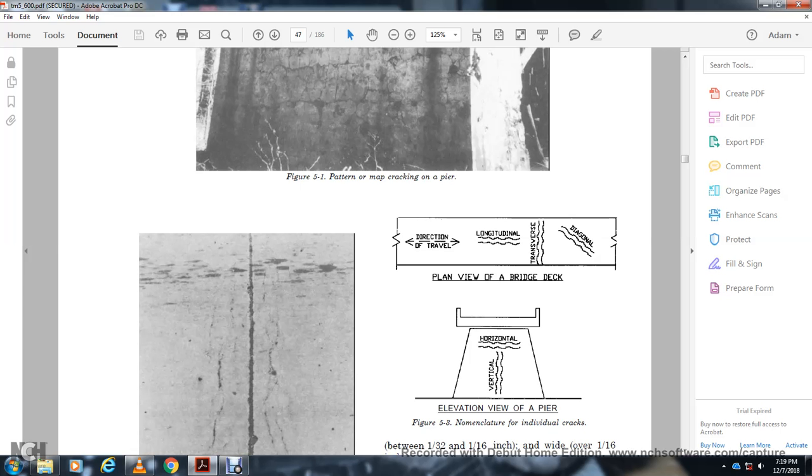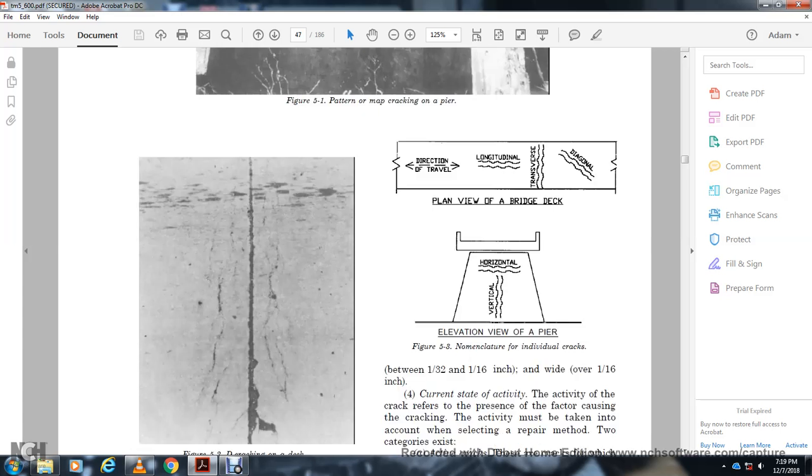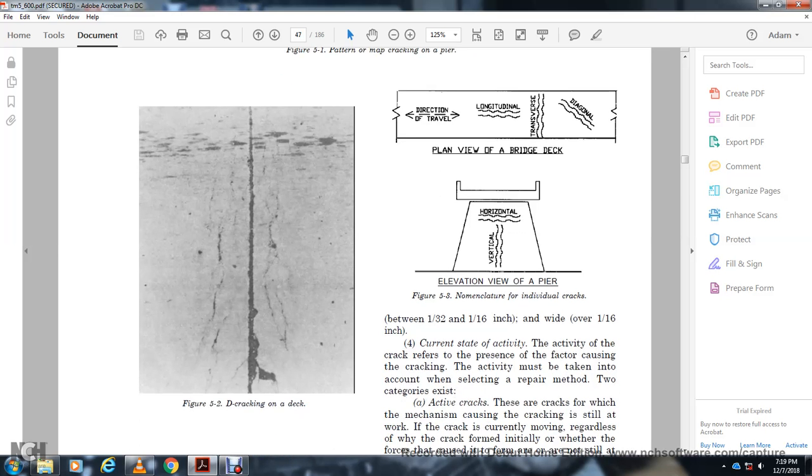Then show the horizontal and vertical evaluation of the pier, with nomenclature of individual cracks: between 1/32 and 1/16 of an inch wide, and over 1/16 of an inch. Current state of activity. The activity of the crack refers to the presence of the factors causing the cracking. The activity must be taken into account when selecting the repair method.